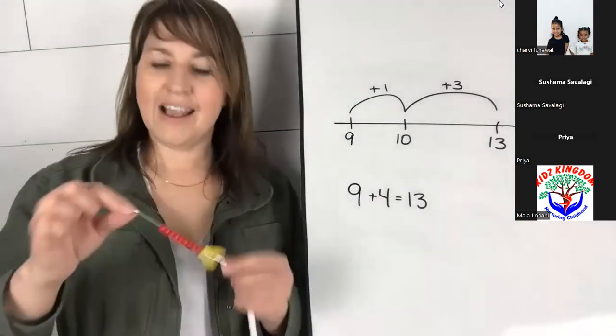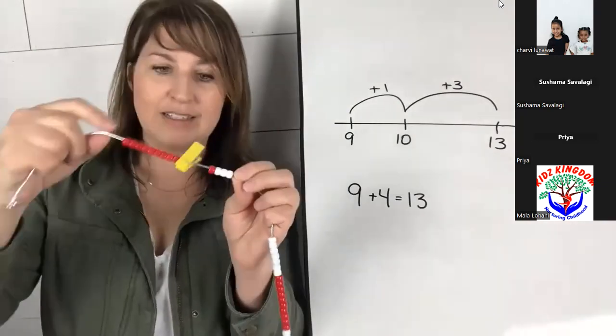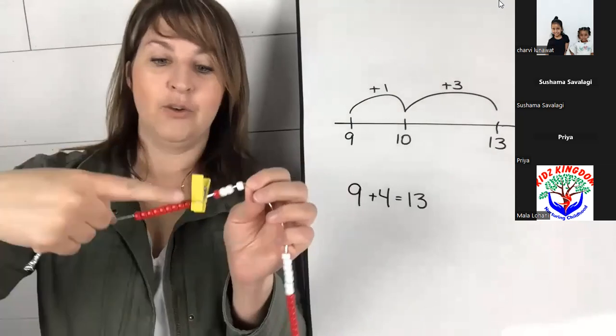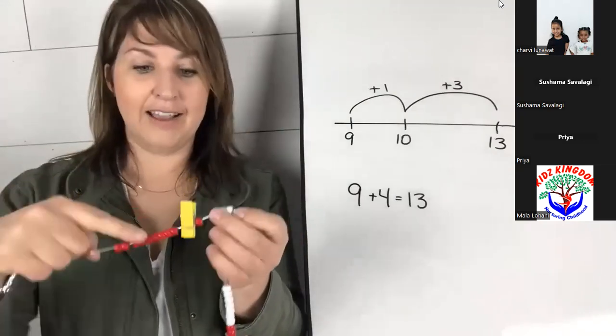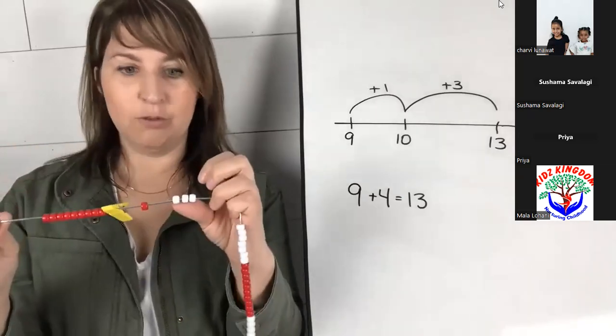So here we can ask our students to show 9 plus 4 on the beaded number line. Now here we have 9 on one side, 4 on the other. Now what do you see here? Well, it's really apparent that to add 9 plus 4, we would start with 9, add that 1 more to make 10, and then we have just those 3 whites left over to make 13.